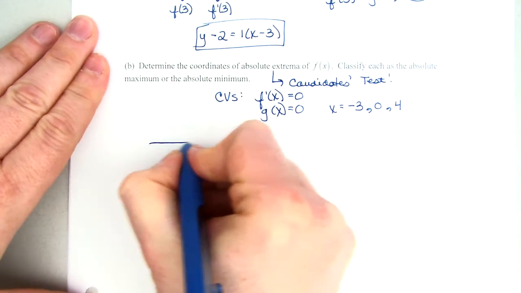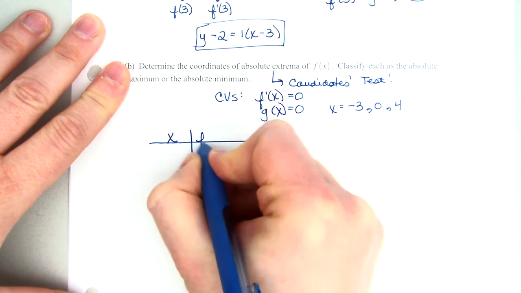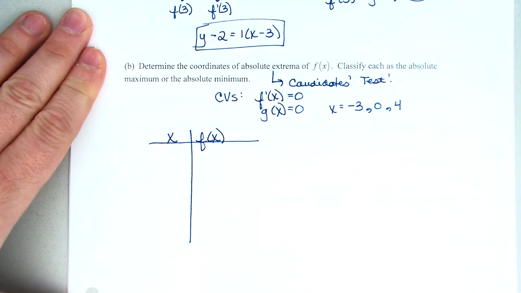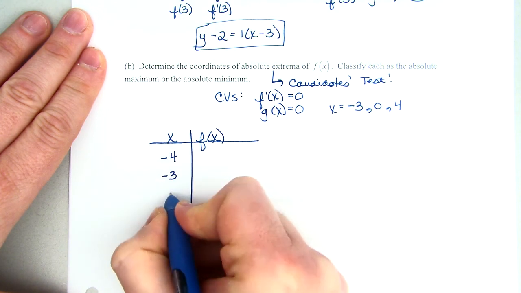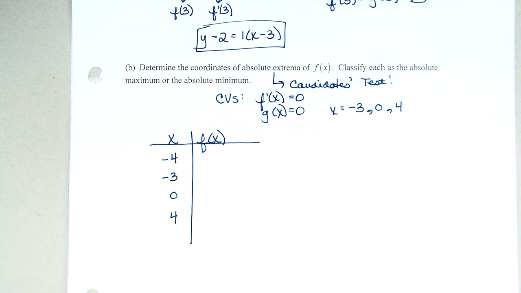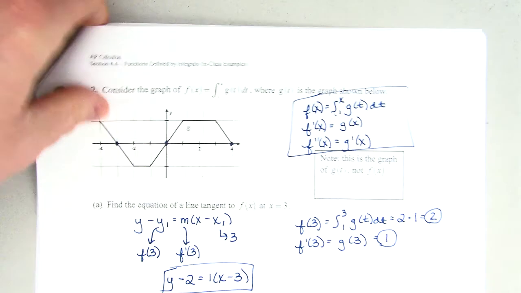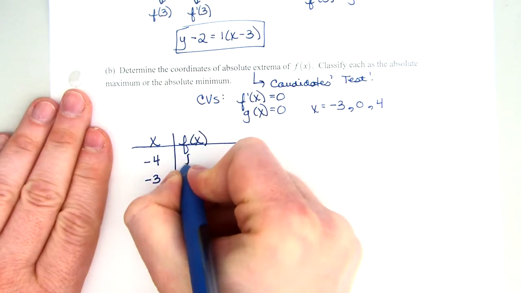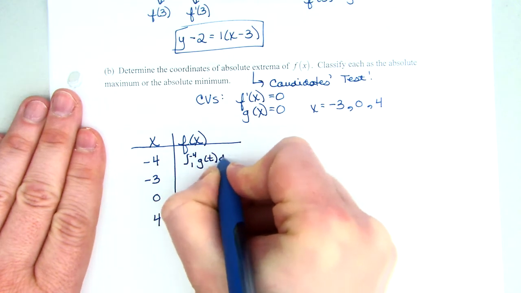So now, I need to set up my candidates test. X, f of x. In addition to the critical values, I also need to include the endpoints in here. So I'm going to put -4 in there, -3, 0, and 4. Well, what's f of -4? According to my formula, f of -4 is the integral from 1 to -4 of g of t dt.